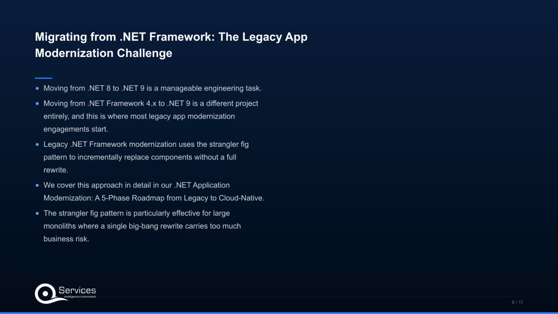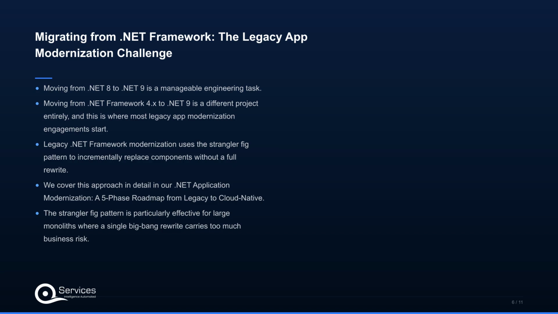Now, migrating from .NET Framework, the legacy app modernization challenge. Moving from .NET 8 to .NET 9 is a manageable engineering task. Moving from .NET Framework 4.x to .NET 9 is a different project entirely, and this is where most legacy app modernization engagements start. Legacy .NET Framework modernization uses the Strangler Fig pattern to incrementally replace components without a full rewrite.